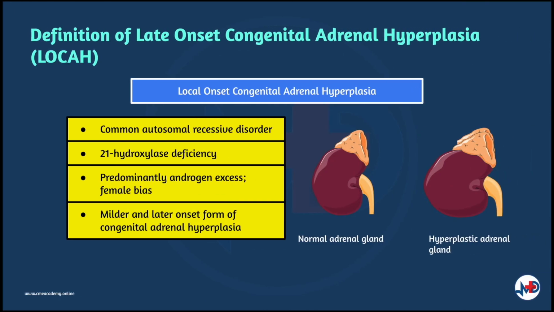Let's begin by defining what this condition is. It is a common autosomal recessive disorder in which there is a deficiency in the 21-hydroxylase enzyme. Its clinical features predominantly reflect androgen excess rather than insufficiency, leading to an ascertainment bias favoring diagnosis in females, giving the name non-classic congenital adrenal hyperplasia. This is a milder and later onset of a genetic condition known as congenital adrenal hyperplasia.